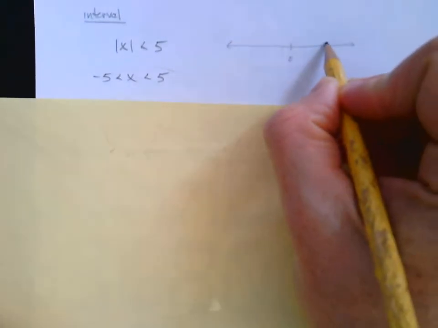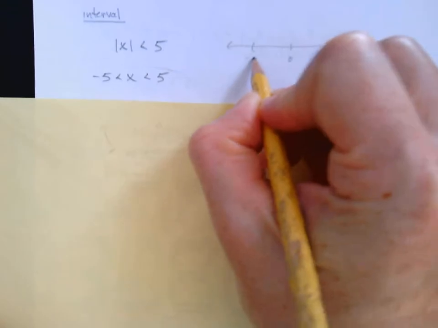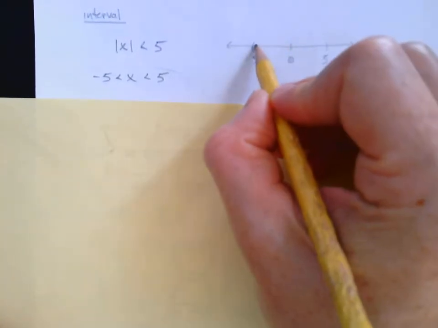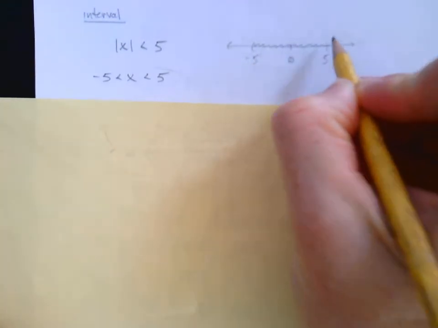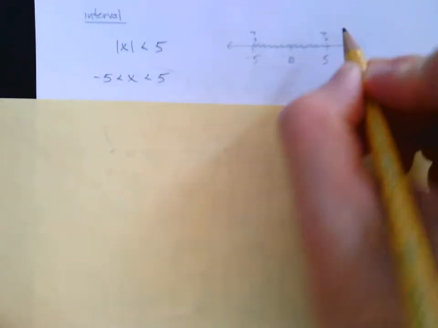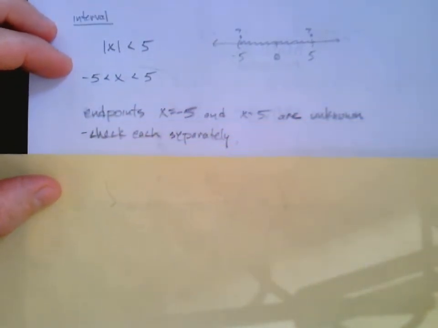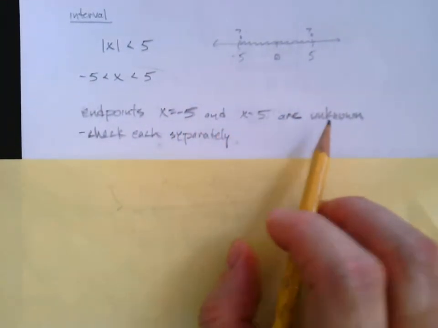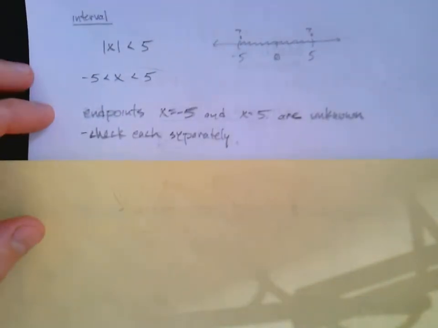If I draw that line, there's our radius, there's where we're centering. We know we're converging in here. But the question is, what about the endpoints themselves? Are we converging at the actual endpoints? We don't know. We have to test those individually. I've got this note here: endpoints x equals negative 5 and x equals 5 are unknown. Check each separately. So let's begin with the positive.